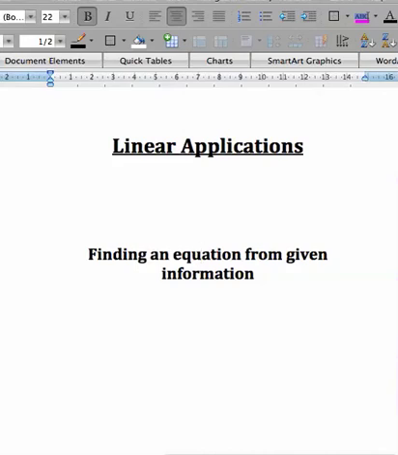Hi, this session is on linear applications, also called linear modeling. This session is on being able to find or write an equation from given information. There are certain steps that you need to follow to find an accurate equation.